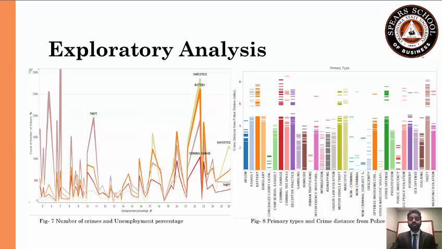Next, we saw the relationship between the crime type and the average distance from the police station. In the data, we calculated the distance of crime location in each district from the police station in that particular district. The average distance of each primary type was plotted against the average distance from the police station. In figure 8, we can see that battery, assault, and criminal damage occur at a larger distance from the police station.